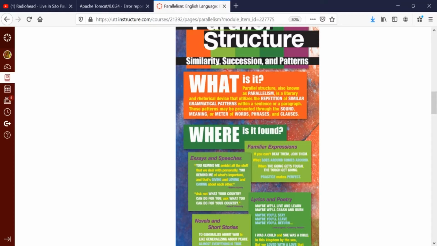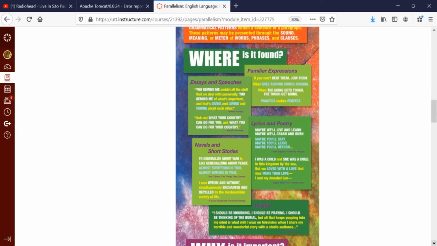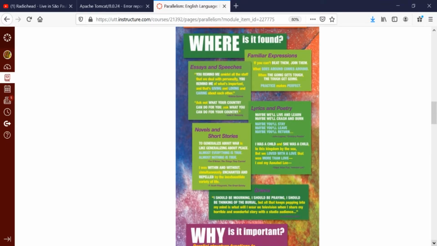So when we look at parallelism, it's a form of repetition. We are repeating the structure or the form of our sentence. We can do it within sentences. We can do it within paragraphs. We can do it from paragraph to paragraph. You'll find this, use it everywhere.